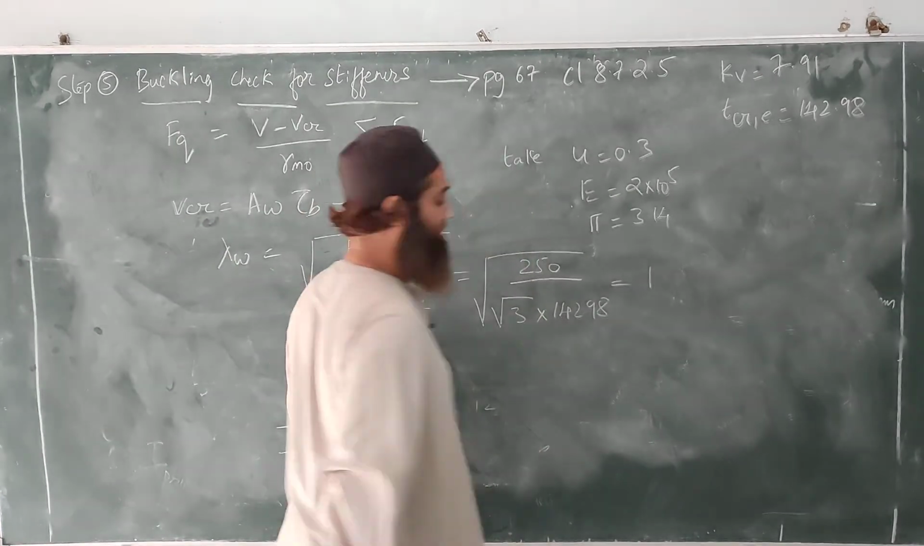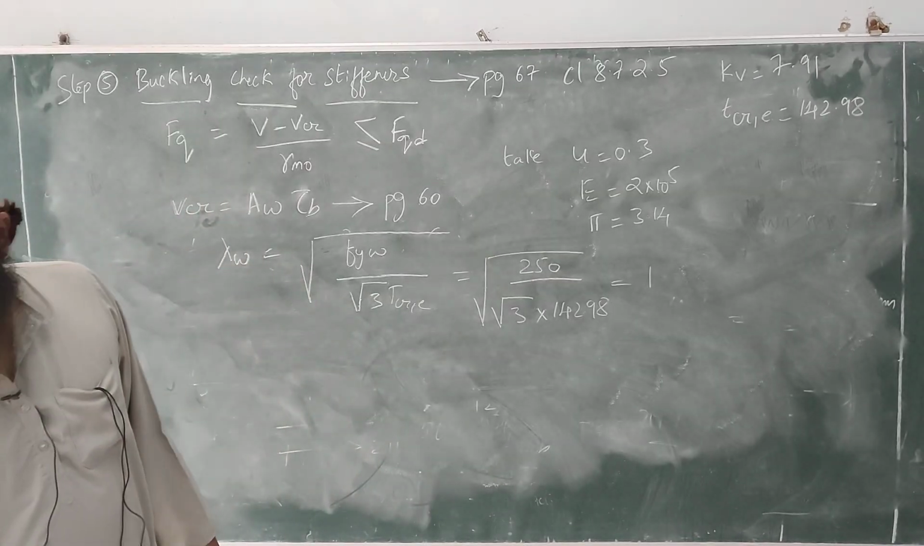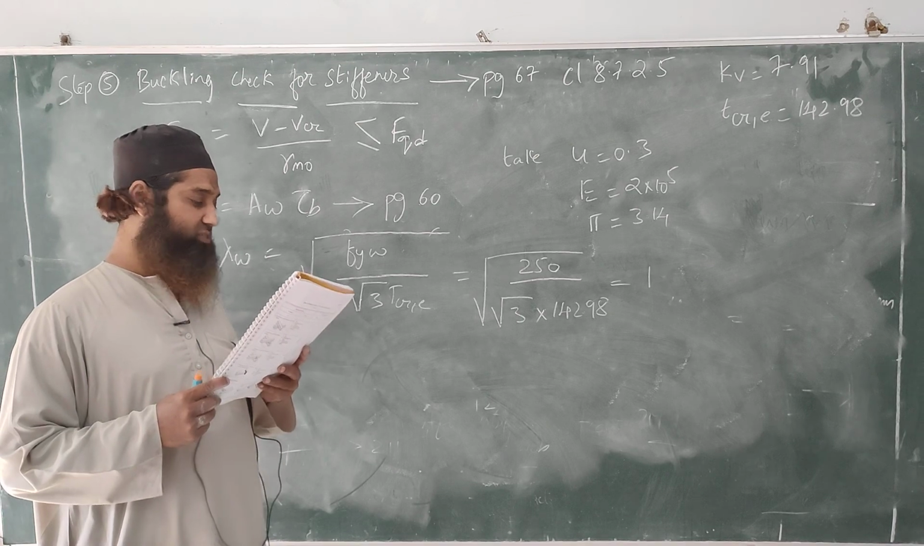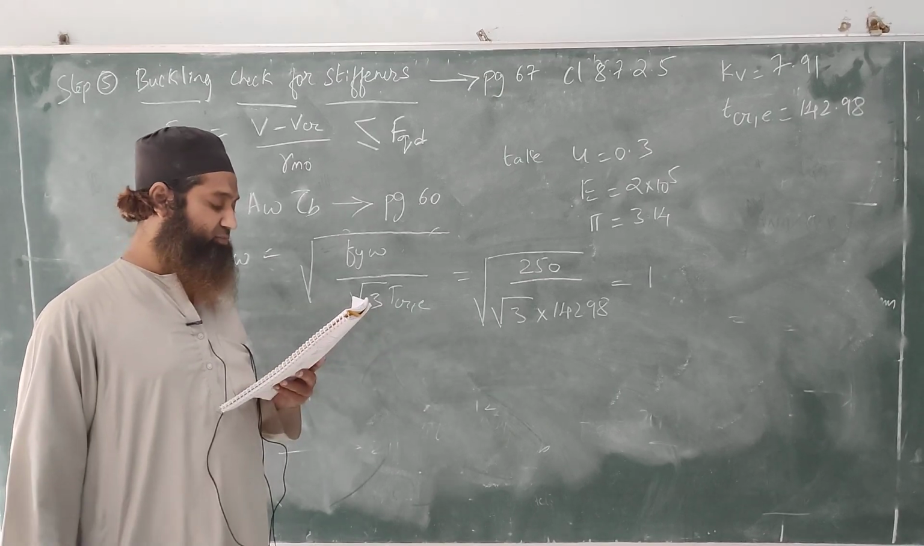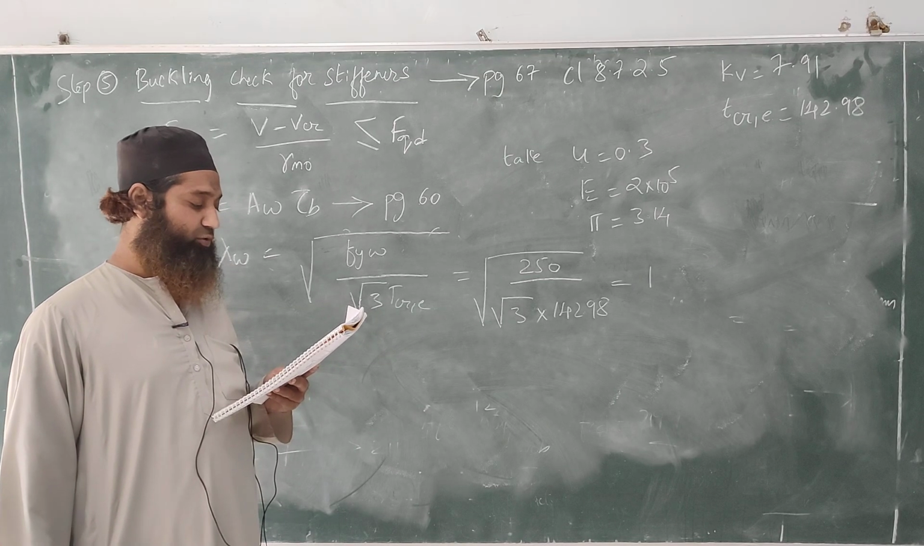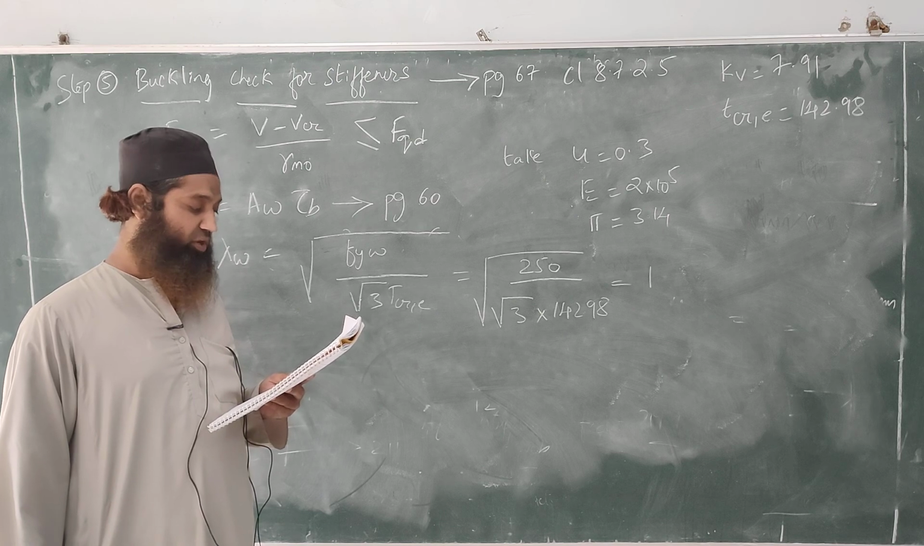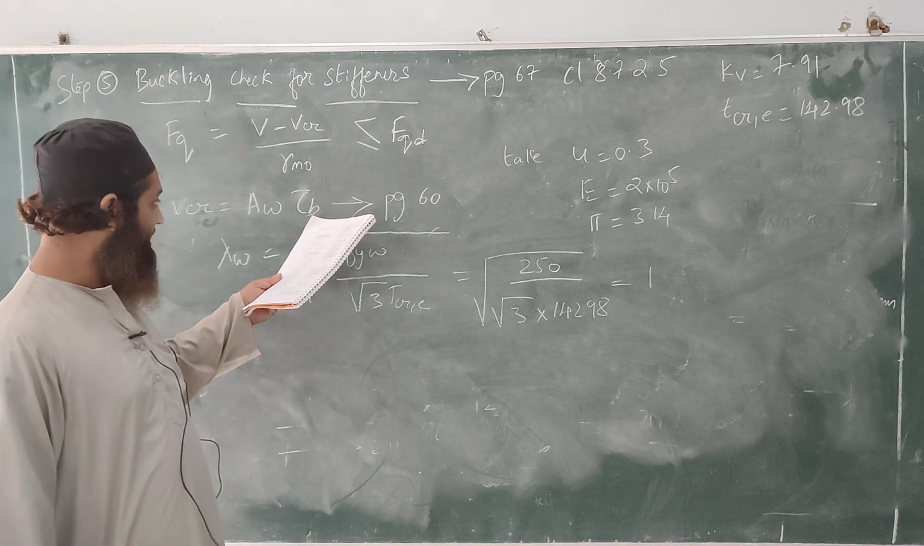This value is 1 that I've got. Now the clause says if this lambda value is between 0.8 and 1.2, then we have some other formula for tau B. For tau B we have some other formula.